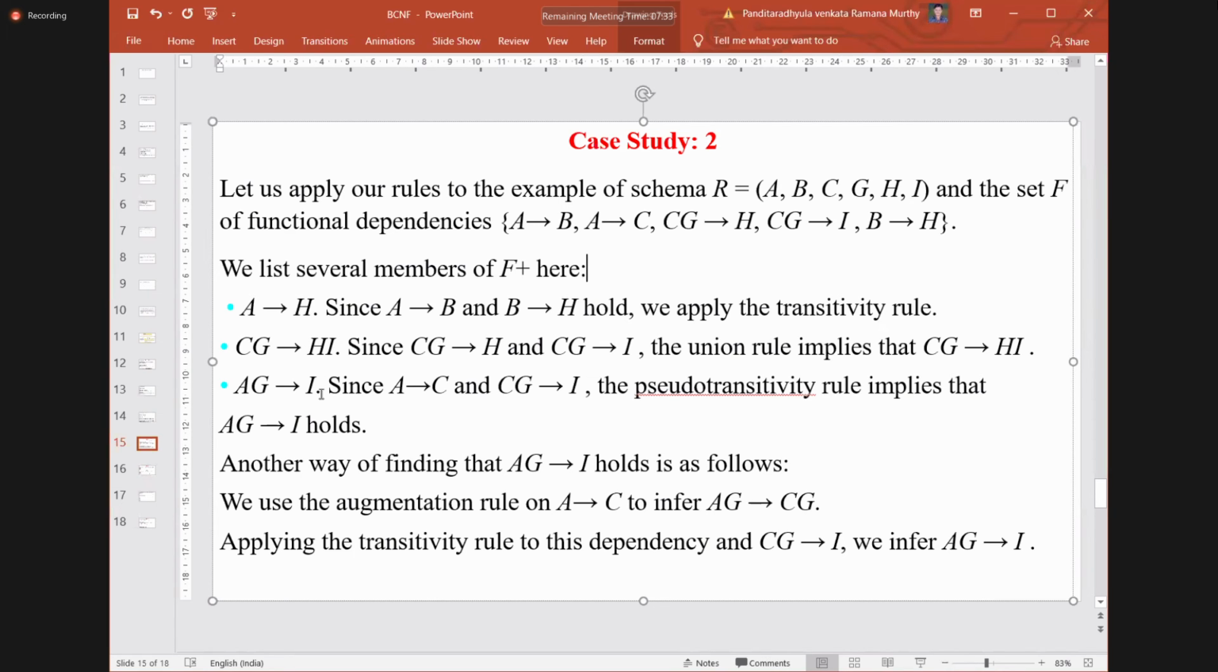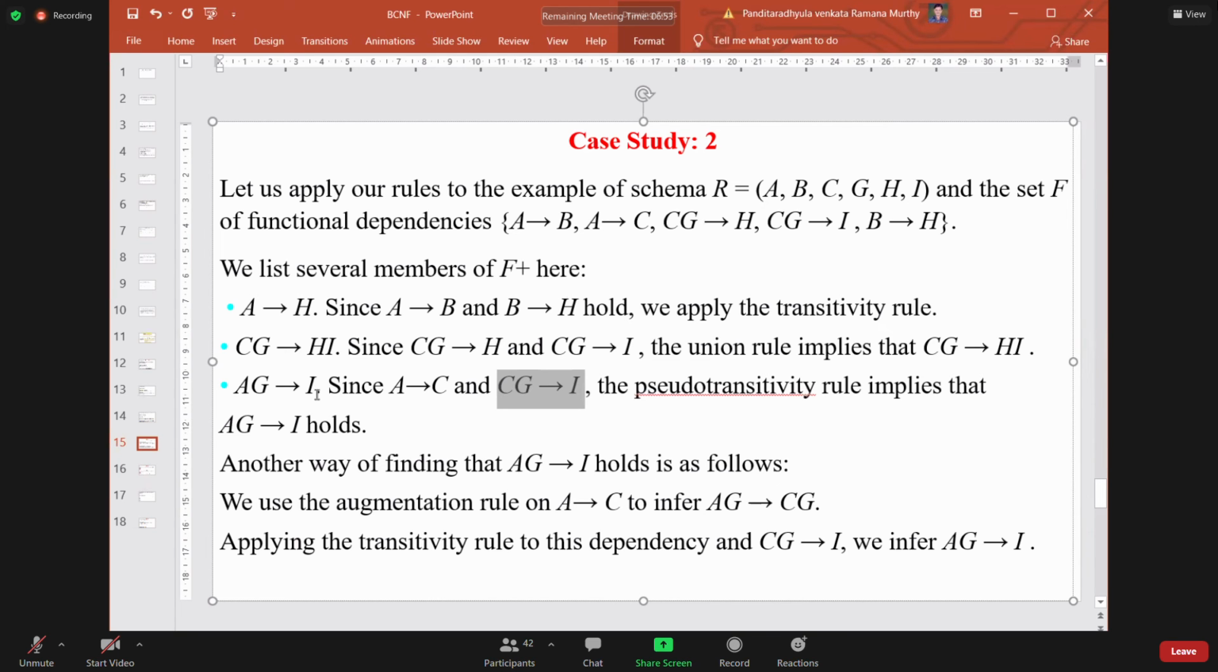Similarly, we can create one more rule: AG derives I, because you have A derives C, then CG derives I. If you know A, automatically you know C, so C can be replaced by A. If you replace C with A, it becomes AG derives I. When you know A, you can know C, so A can be replaced by C. So AG becomes CG, which is the rule already here. That is the reason you can create AG derives I also.